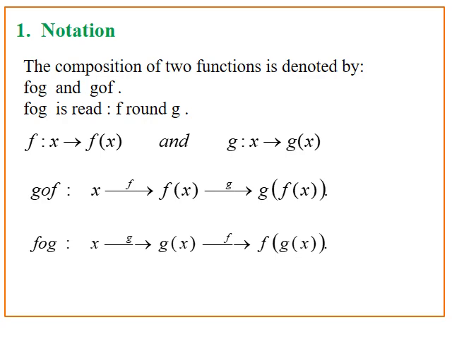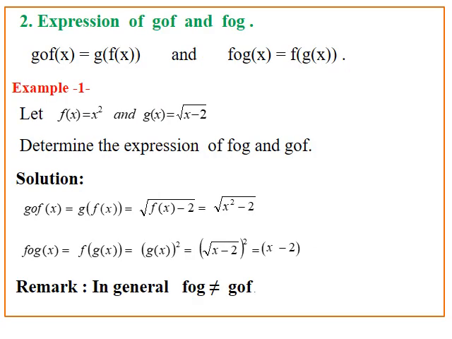The function f round g: x is an antecedent of g, and g of x is the image of x by g. f of g of x is the image of g of x by f. 2. Expression of g round f and f round g. g round f of x equals g of f of x, and f round g of x equals f of g of x.